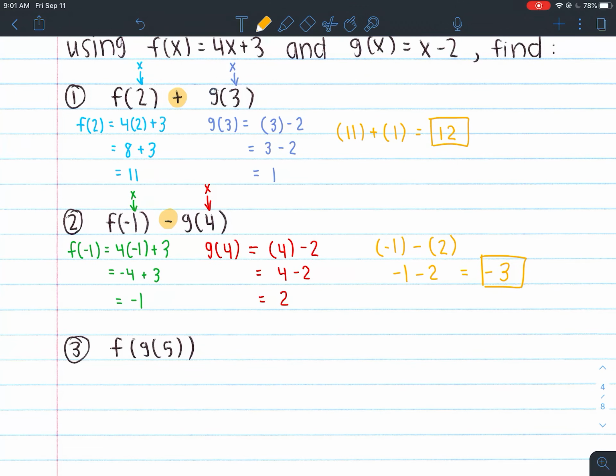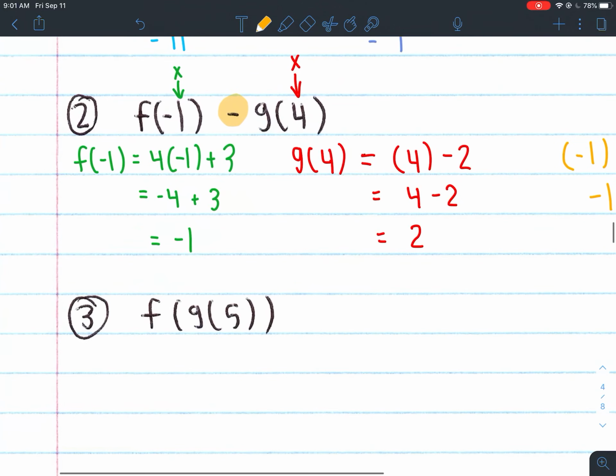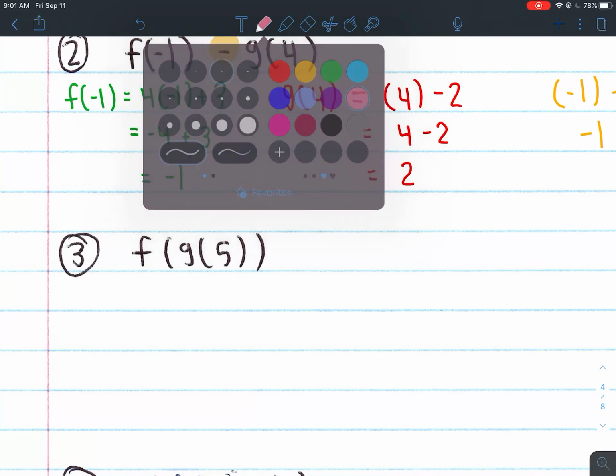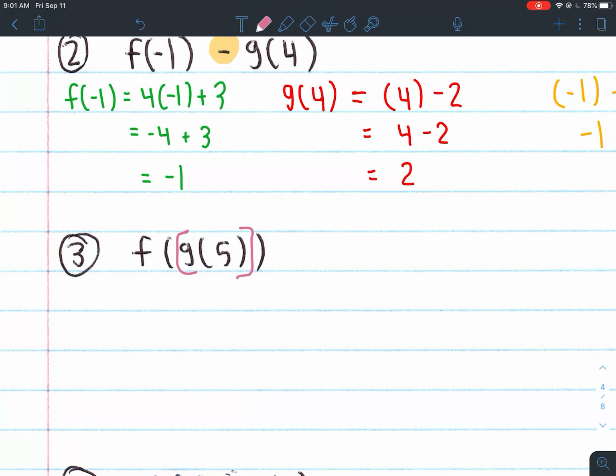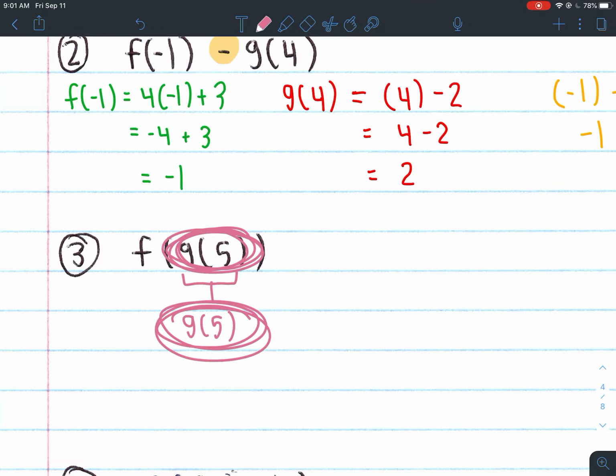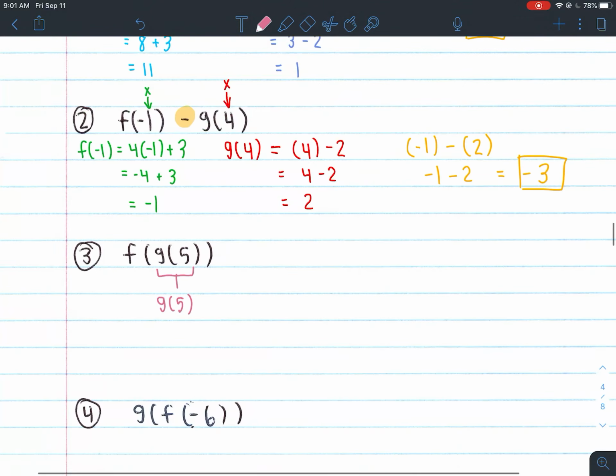All right, number 3, we have f of g of 5. So this one's a little bit different because now f of x, instead of the x, has a g of 5. So this one looks a little bit weird. You're going to start on the inside first. You're going to start with g of 5 first, and then whatever number you get for that, you're going to plug that in for the x value for f. So we'll do number 3 slowly, and then we'll do number 4.